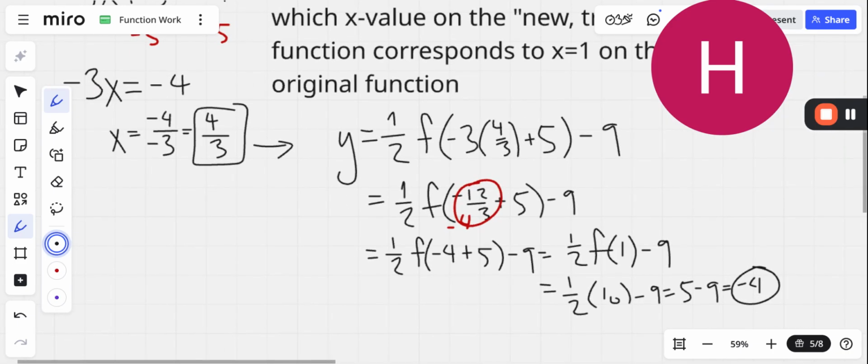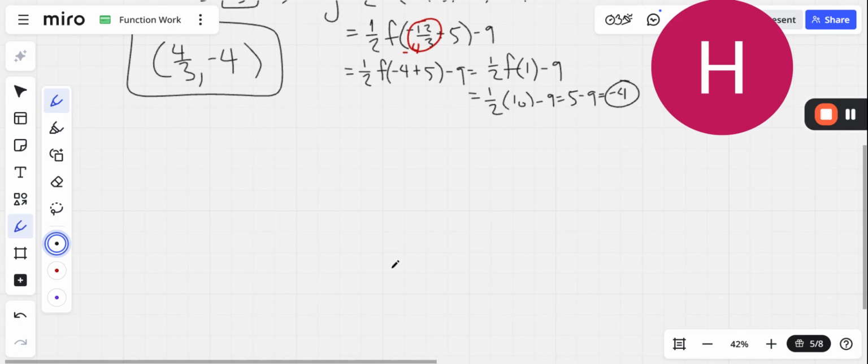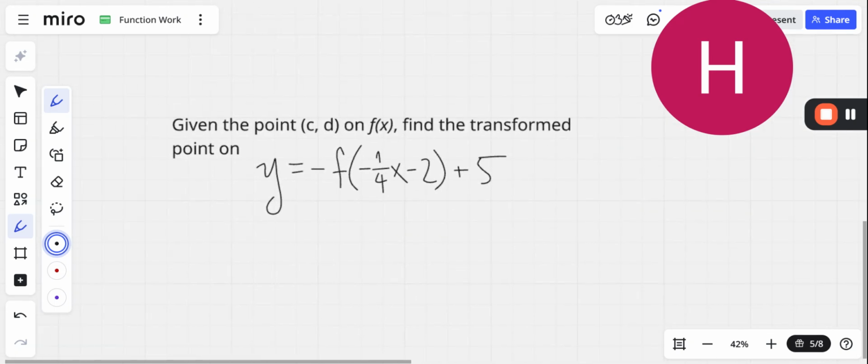So the transformed point is (4/3, negative 4). Okay? We're going to get an opportunity to do that again with a little bit more abstract of a value.